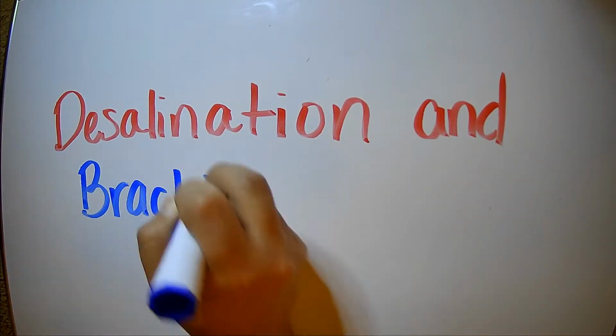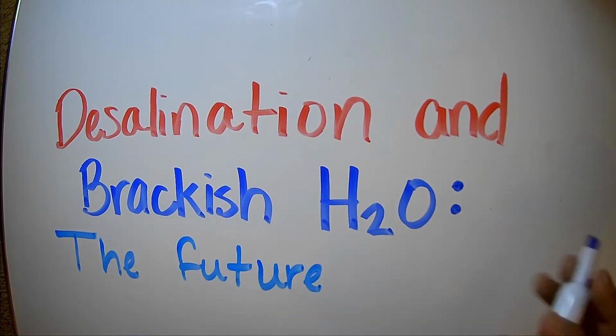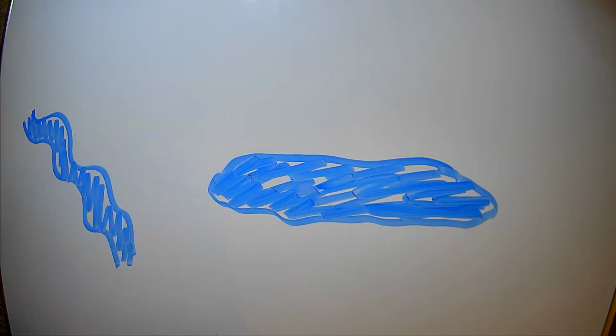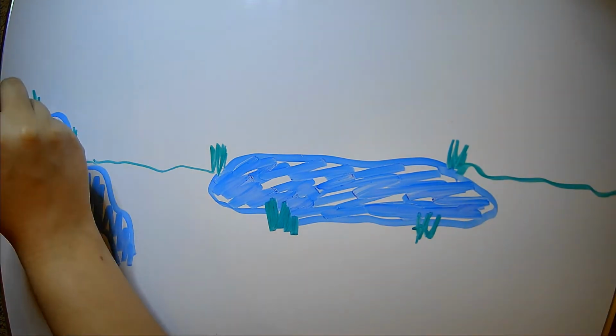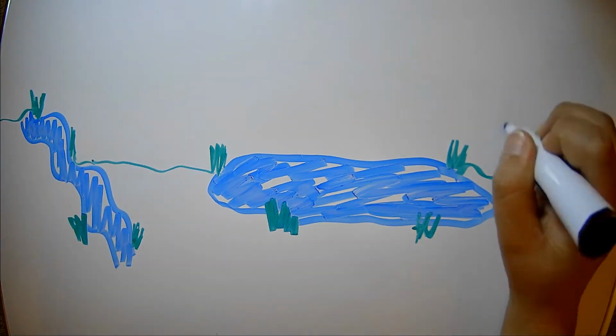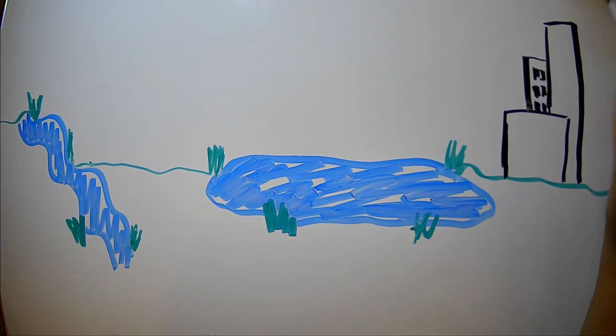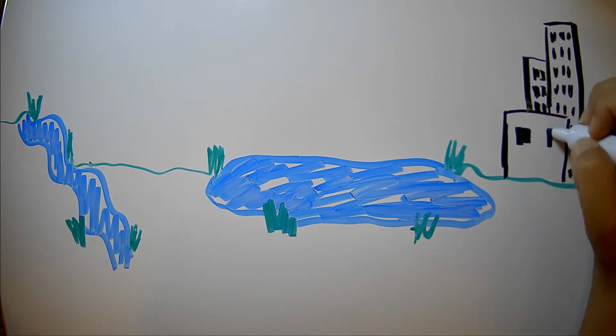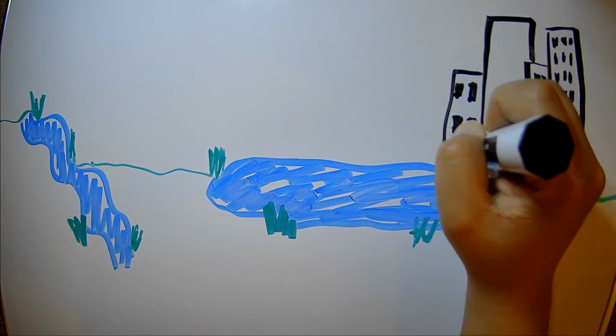Desalination and Brackish Water. The future of drinking water? Rivers and lakes are currently sources of water for many cities. As climate change threatens access to current fresh water sources, new sources of water need to be found.